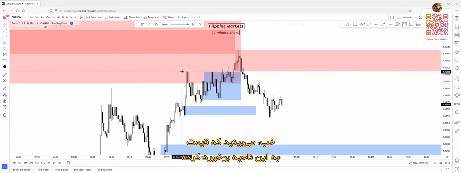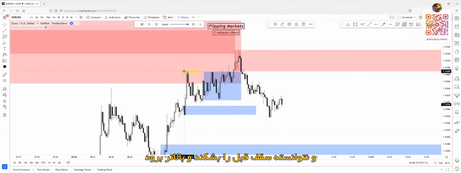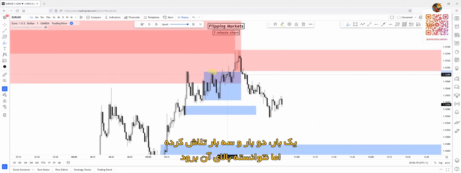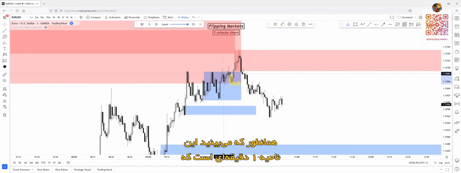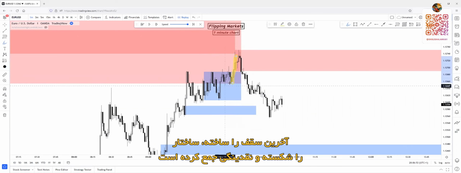Okay, as you can see, price tapped the zone first, couldn't break above the last high point. It tried once, a second, and a third time, but it couldn't break above. And the final push came into the market from this candle. As you can see, this was the 1-minute zone that created the last high, the breakout of structure, and the liquidity sweep.